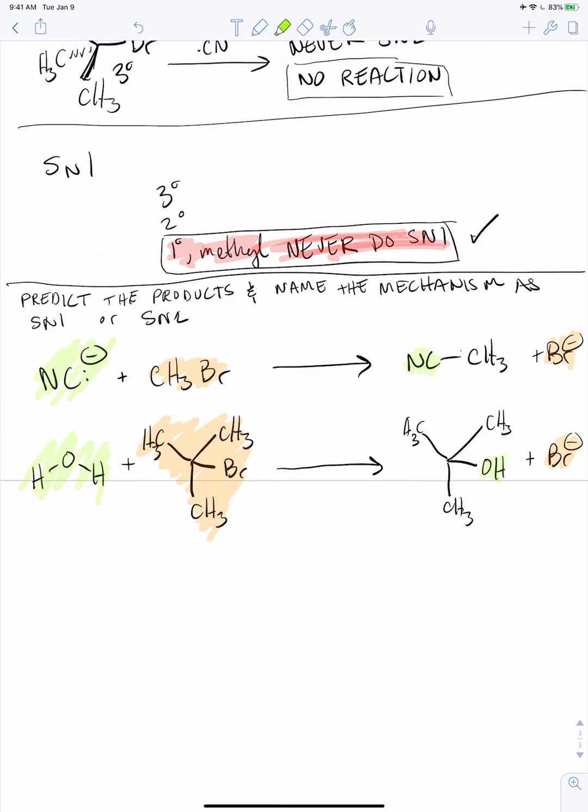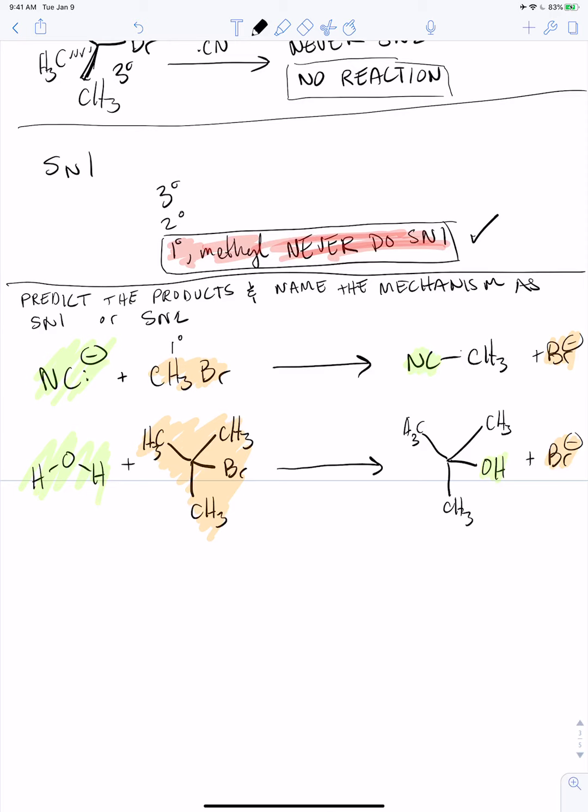Okay, if I know it's a substitution, I don't necessarily need to know if it goes through SN1 or SN2. But we can still say which one it is. So the analysis that I'd go through is first look at the electrophile. We're going to start at the top one. What's our electrophile? It's primary.